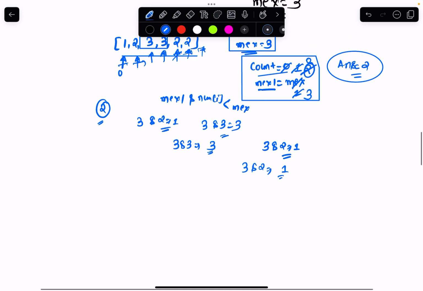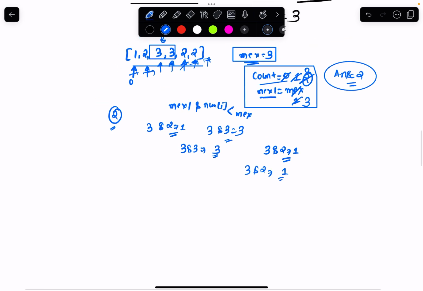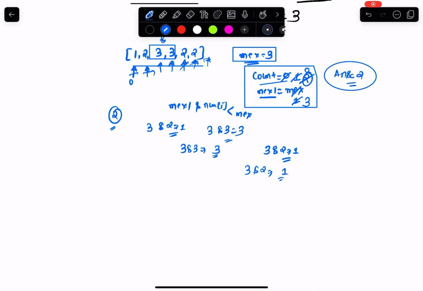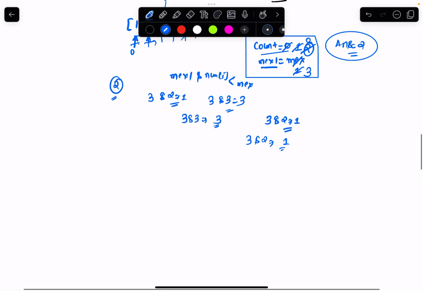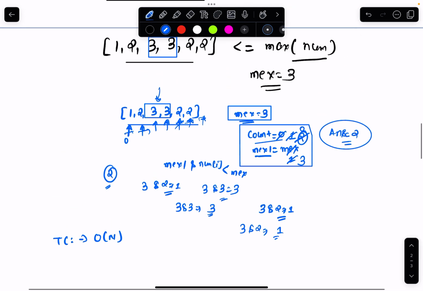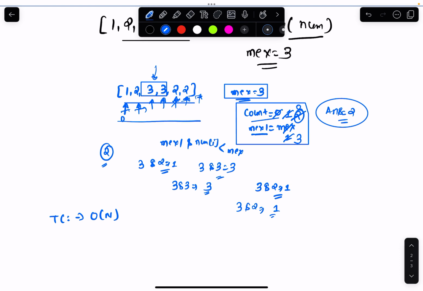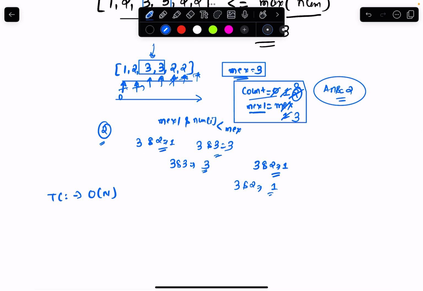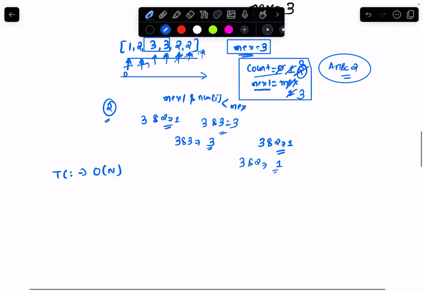This is our approach basically. How can we do that? Right, after that the time complexity of this approach is O of n, because we traverse the array from start to end. We use some variables and update our count, max and answer variables. And space complexity is also O of 1, right?